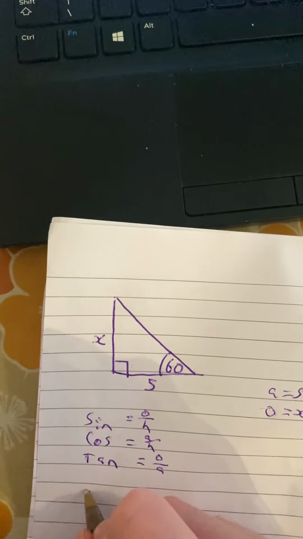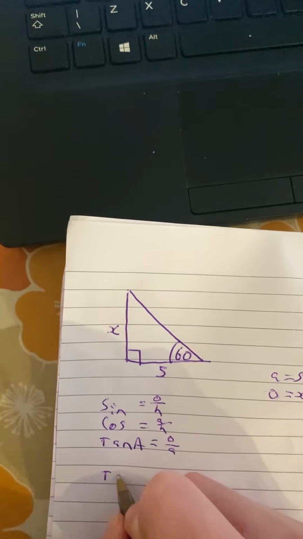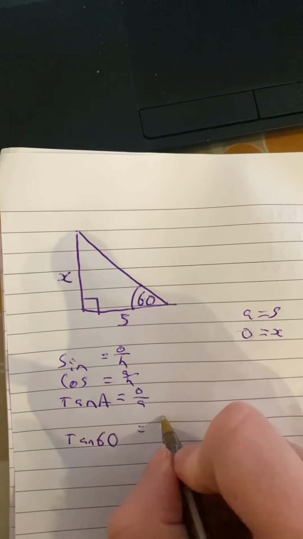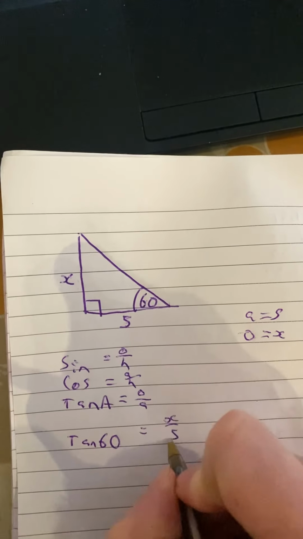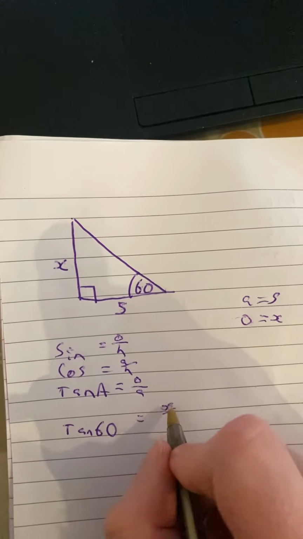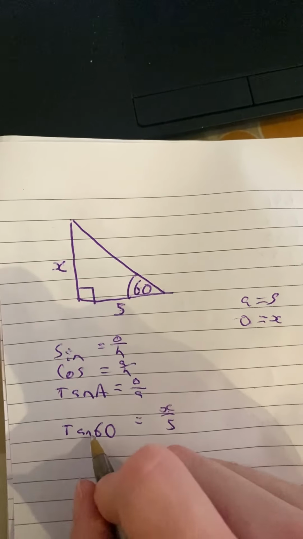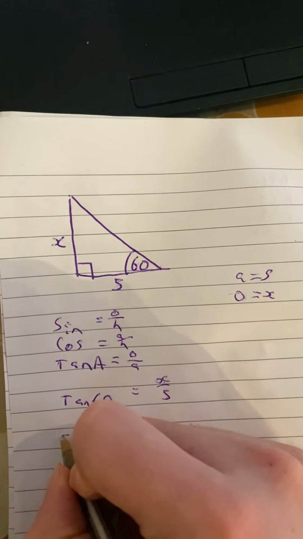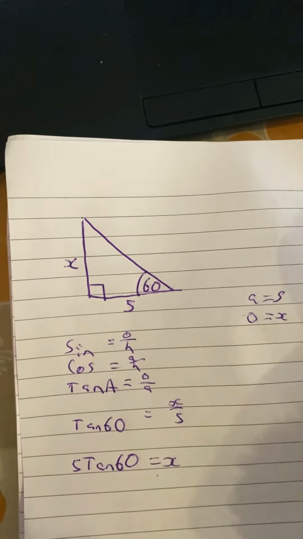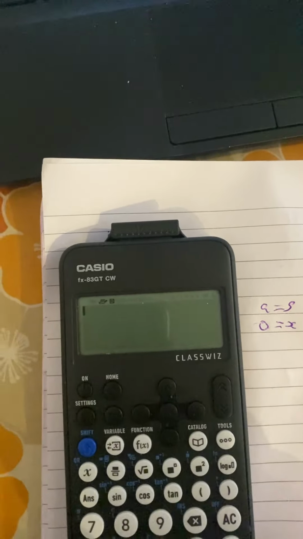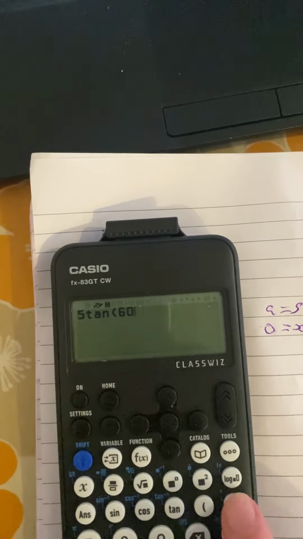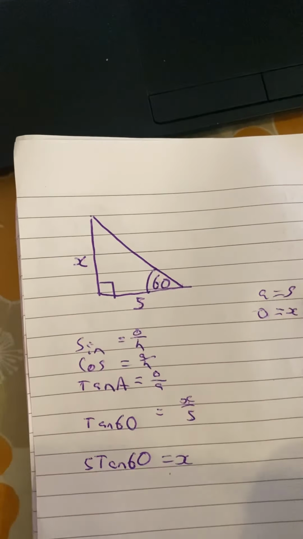So now I fill in. My angle is 60, so tan of 60 equals opposite x over 5. Then I want x on its own, so I multiply across by 5. The opposite of dividing by 5 is multiplying by 5 on the other side. So we do 5 tan of 60 equals x. And then that's one for our calculators. 5 tan of 60. And we get our answer as 5√3.